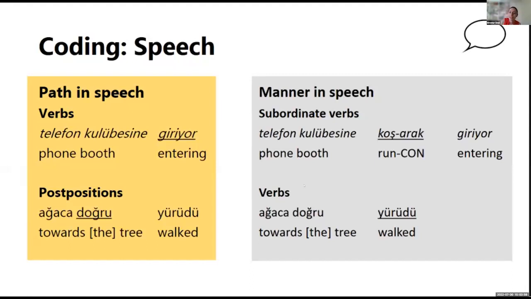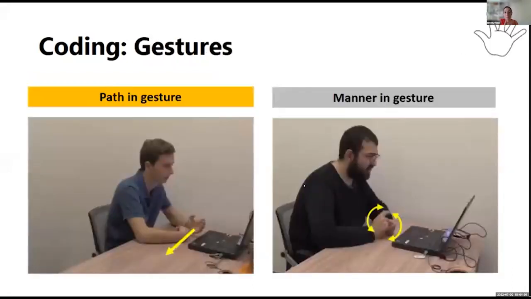In terms of gestural encoding, we coded path gestures as present if people used their hands or fingers to trace the trajectory of motion, and this had to also match the actual direction of motion in the video. And in terms of manner of motion, we coded it as present if people used their hands to depict how the figure moves. So they could use something like this to indicate running, or move their finger up and down to indicate hopping or jumping and so on.